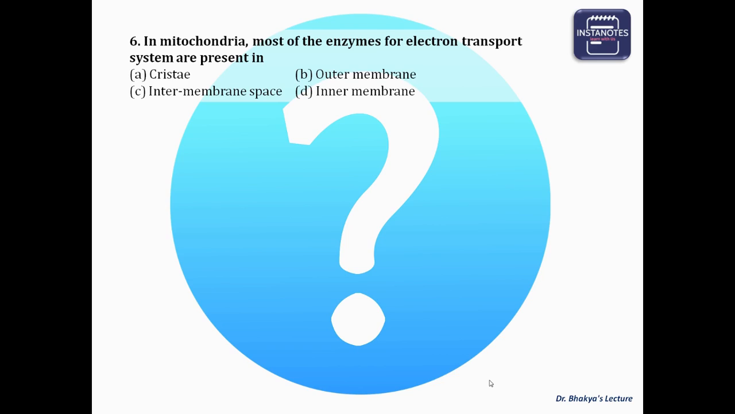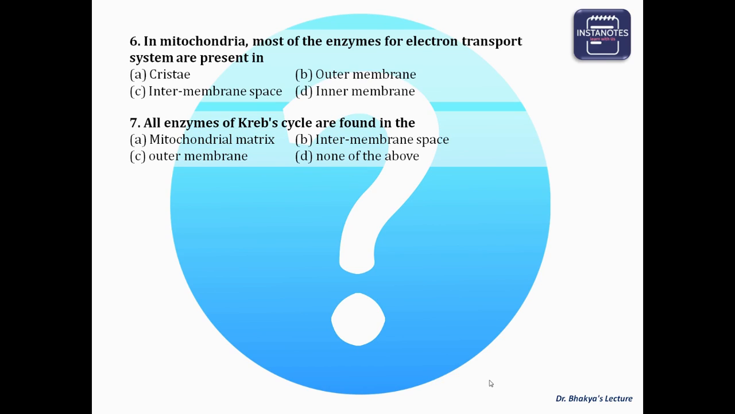In mitochondria, most of the enzymes for the electron transport system are present in, yes, the inner membrane of the mitochondria. All enzymes of the Krebs cycle are found in, yes, the mitochondrial matrix.